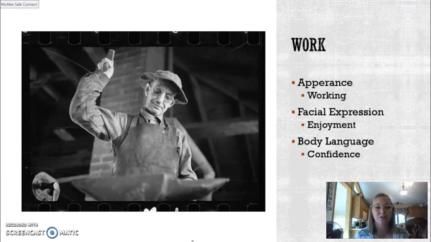His facial expression to me is that he is finding enjoyment in the work that he does. His body language is confident, it's open, he's concentrating on what he's doing, and he is getting enjoyment out of the work that he does, which is very important for me. If you find enjoyment in the work that you do, it will not be work, it will be like a hobby, and this is how I feel on this picture.